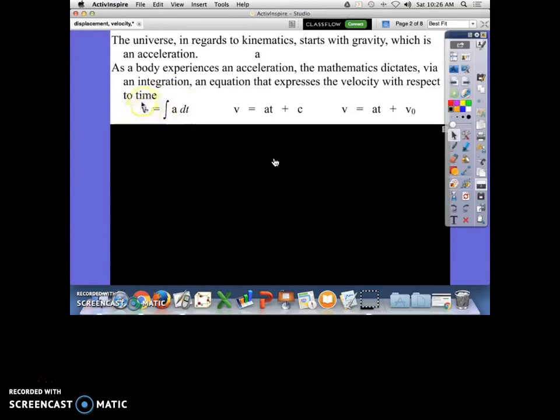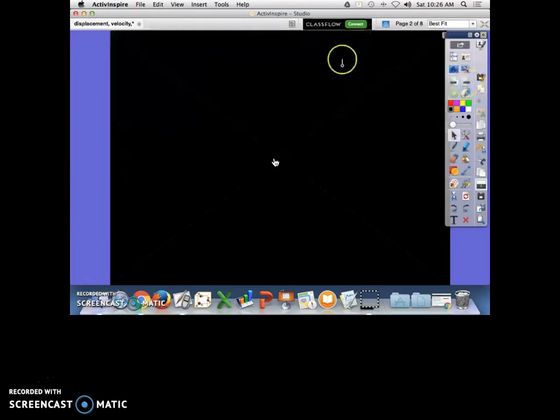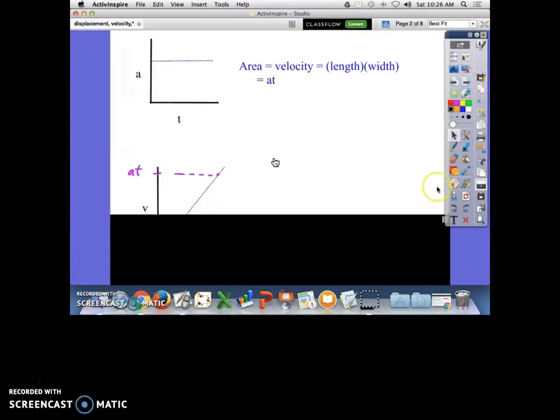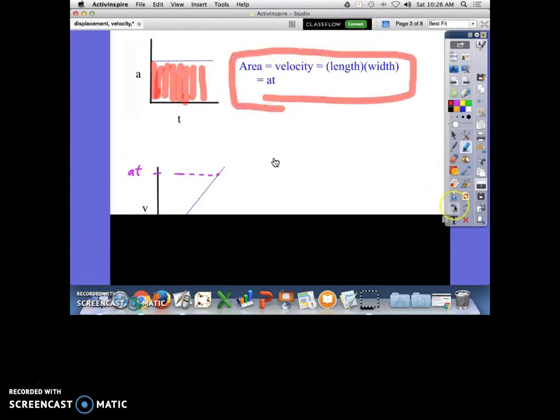And the velocity you have at any moment, the velocity you end up with, is equal to the integral of the acceleration dt. In other words, graphically looking at this, we are going to find the velocity by finding how much is under this curve. So it's the length times width, the area under this curve.